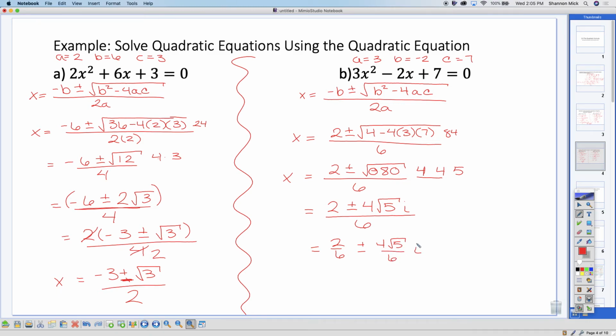Now you could have factored a 2 out of the top and then reduced it and then divided it if you want. It doesn't matter. You just got to do it. So then I have 1/3 plus or minus 2 square root of 5 over 3 i. Now remember, guys, you can't reduce things out of the inside of a square root. The radicand, you can't reduce that because the order of operations says I have to take the square root of it first, right? And if I can't take the square root of it, I can't divide it.